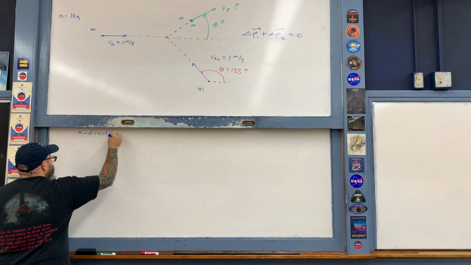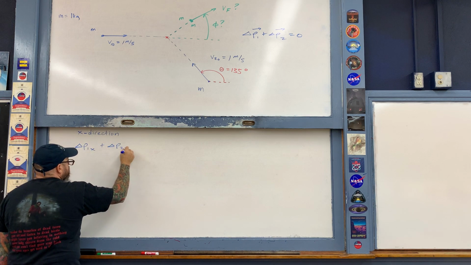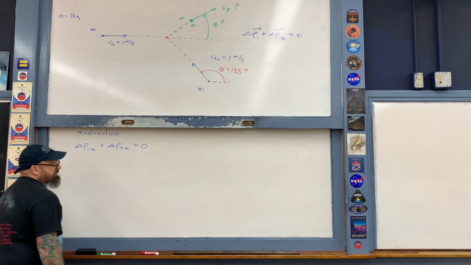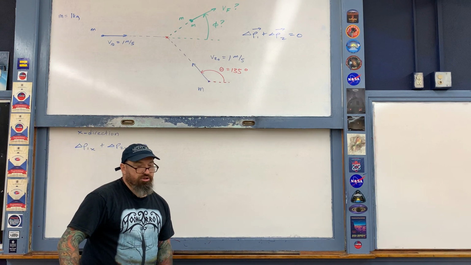Okay, so first of all, in the x direction, here's the notation that we'll see. Change of momentum of number 1 in the x direction plus change of momentum of number 2 in the x direction is equal to 0. And now we just start filling in our terms, final minus initial.